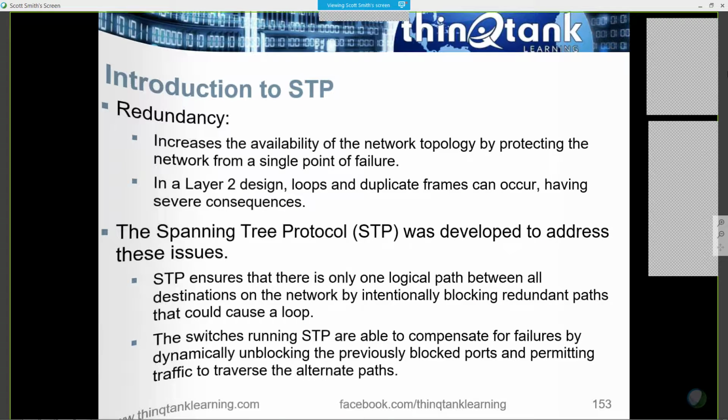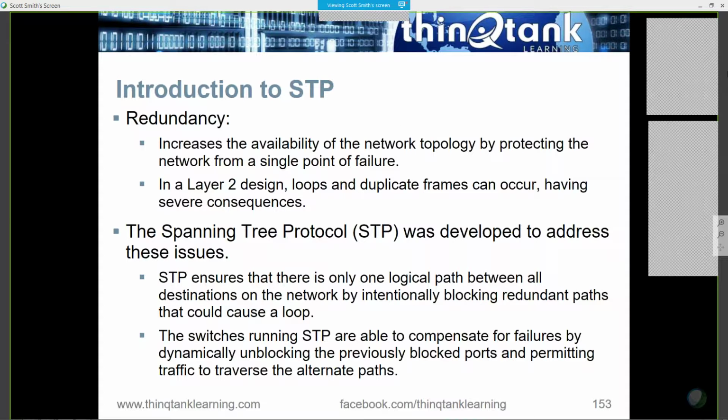So we still want to have the ability to have the redundancy, the physical redundancy, but we don't want to have those redundant paths. It's kind of a conundrum. So of course the solution is STP, the spanning tree protocol.